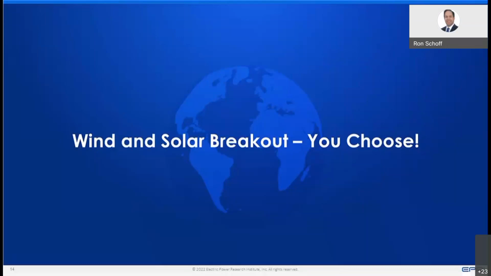Under the participants tab, there should be a little button at the top that says breakout sessions. If you click that, you can then join either of the breakout sessions based on your interests. I just put some guidance in the chat. So room 1 is wind and room 2 is solar.